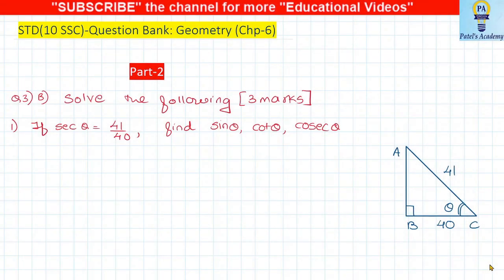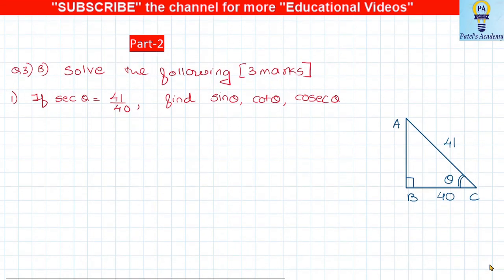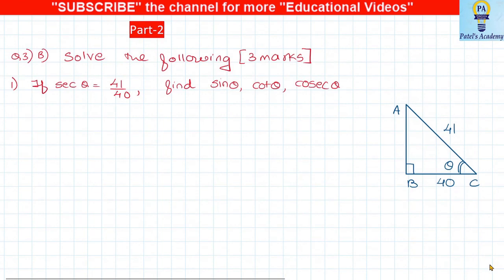Hello students, so today we are going to do the second part of the question bank of trigonometry. Okay, so let's start with the first question, that is question 3b, the first one. So they have given the value of sec theta as 41 upon 40 and you have to find out the values of sine, cot, cosec or whatever the ratios are.